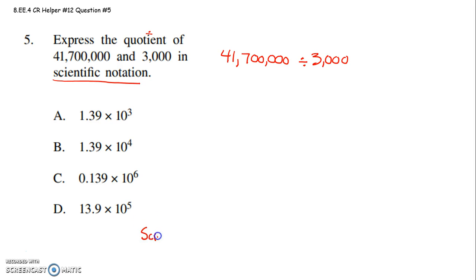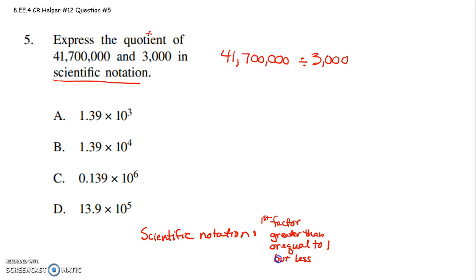So you know for scientific notation, you have two factors, and your first factor has to be greater than or equal to 1 but less than 10. Then you'll have times, and then your second factor has to be a power of 10.